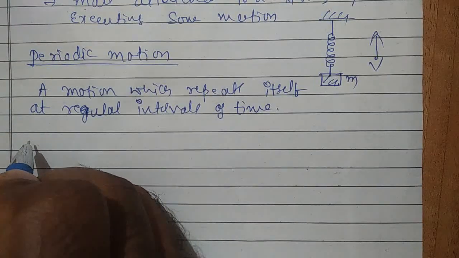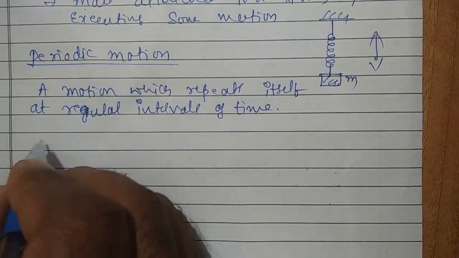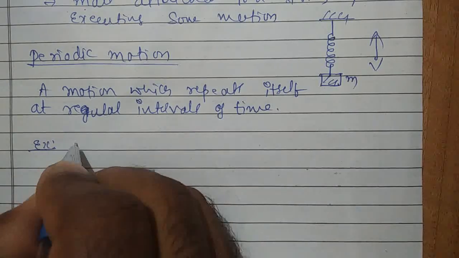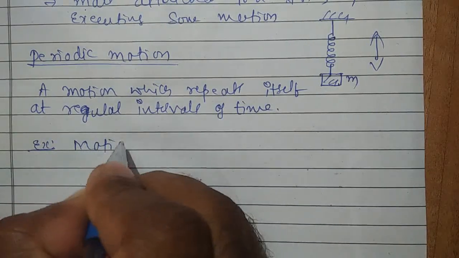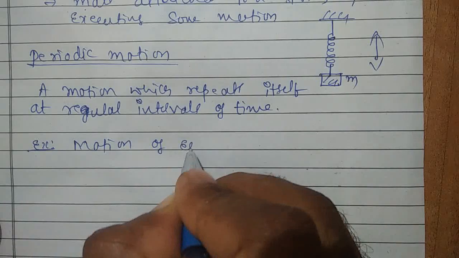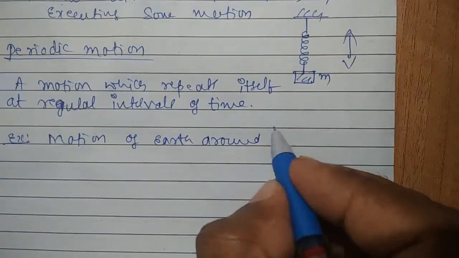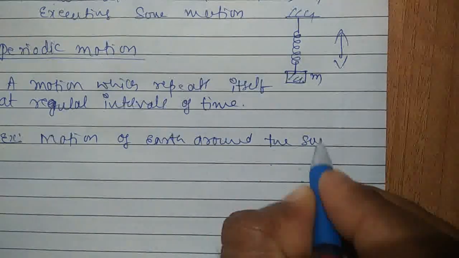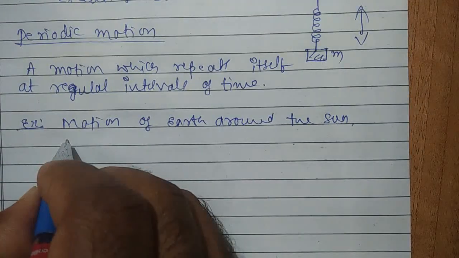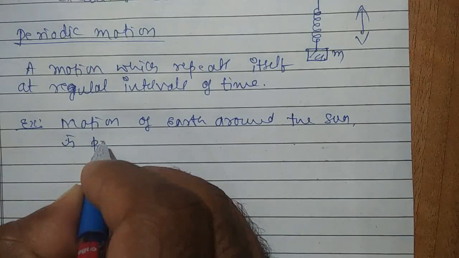Now let us see some examples of periodic motion. Motion of the Earth around the sun is periodic.